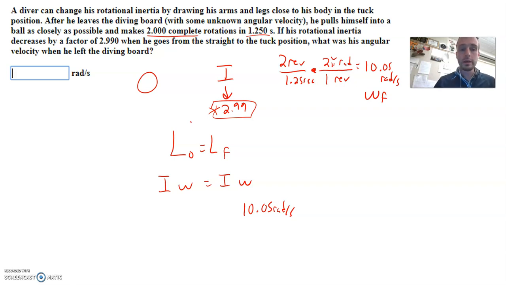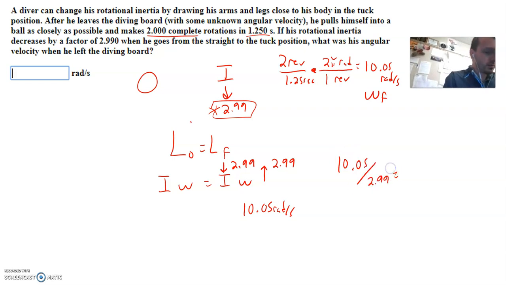Well, what does that mean? That means if in the tucking process I decreased my I by 2.99, my omega experienced a similar increase by a factor of 2.99. Well, what does that mean? That means that my initial omega was whatever 10.05 divided by 2.99 is. So let's see what that is. Divided by 2.99. I have a feeling it's going to be a nice number here. Okay, let's see. 3.36 radians per second. Just a quick sanity check.